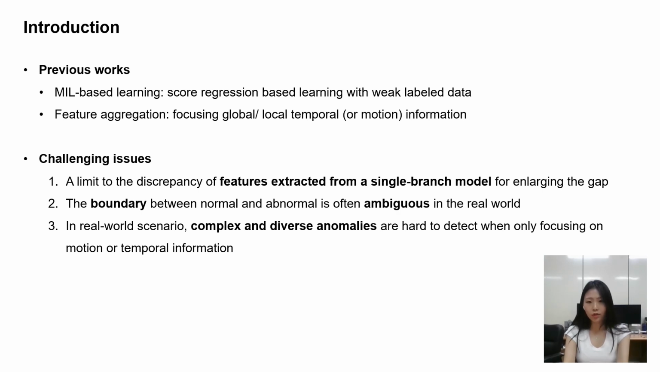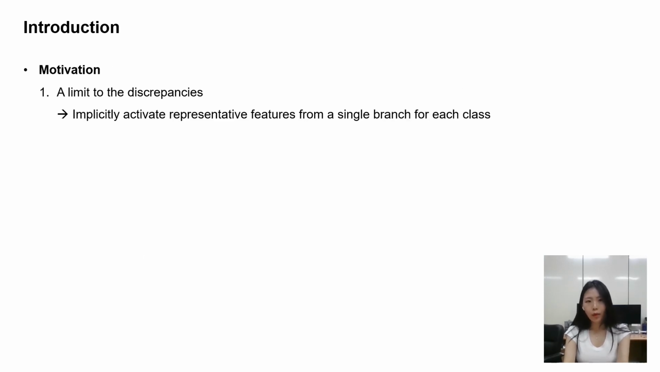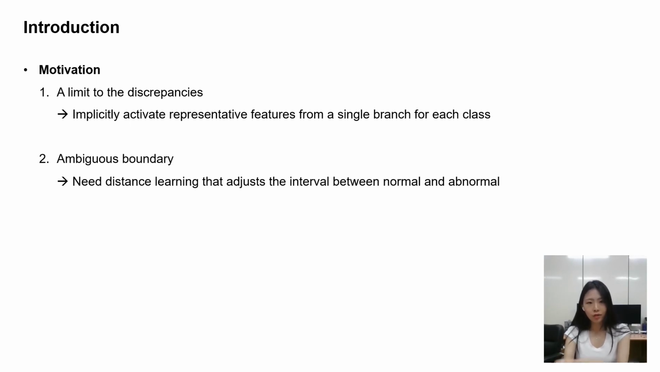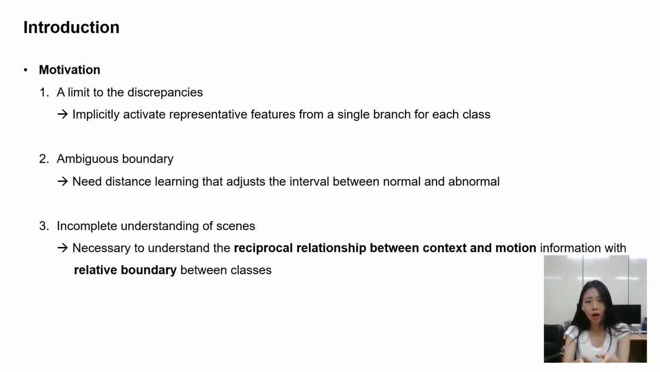To overcome the aforementioned challenges, we propose a class-activate feature learning method to implicitly activate representative features from a single branch for each class. We also suggest distance learning that adjusts the interval between normal and abnormal through relative feature distance rather than individual values such as magnitude or score. Furthermore, for the first time in WVAD, we address the importance of the relationship between static and dynamic information and propose a context motion interrelation module, which is COMO, that has a dynamic path and a context path, focusing on motion and appearance in the scene for modeling the relationship between these two kinds of information.